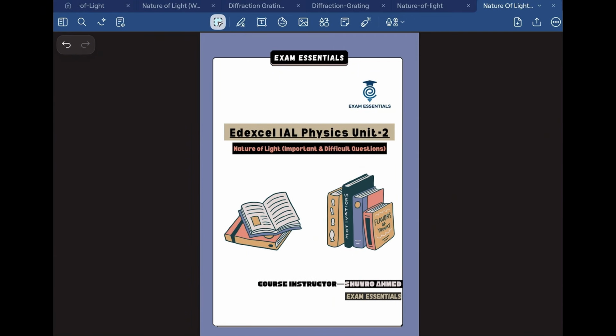Today we are going to solve the most common, important and difficult nature of light questions from the last 5 years. These questions are going to be very important for you guys. If you can master all of them, then you can solve any nature of light questions that will be thrown towards you by the examiners. So without wasting any more time, let's dive right in.